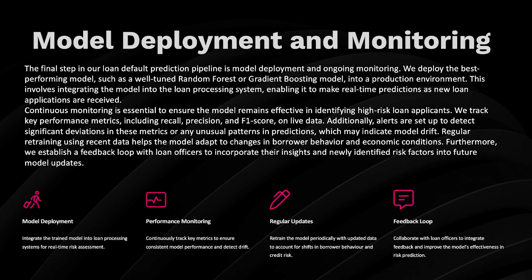The final step is deploying the model into the production environment by integrating our best performing models such as random forest or gradient boosting. With the loan processing system, we can make real-time predictions. Continuous monitoring allows us to track metrics like recall and precision, ensuring the model adapts to evolving economic conditions and borrower behavior. Regular retraining and feedback from loan officers keeps the model aligned with real-world dynamics, providing consistent support for the risk assessment. So now I'll be explaining the code behind this.